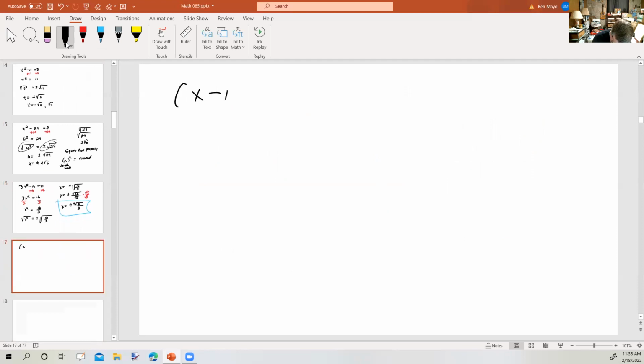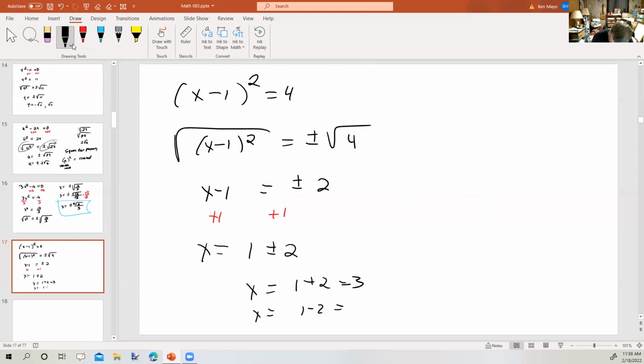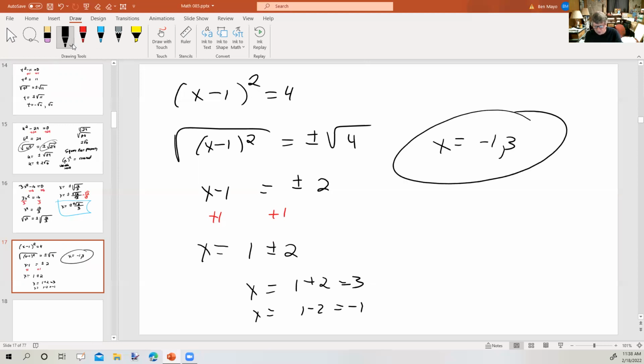Let's say we've got x minus 1 squared equals 4. This is already in that form: a perfect square with a variable inside equals a constant. So we'll take the square root of both sides. So we get x minus 1 equals plus or minus 2, the square root of 4. But I haven't solved for x yet. I need to add 1 to both sides of the equation. So I get x equals 1 plus or minus 2, which means x equals 1 plus 2, which is 3, and x equals 1 minus 2, which is negative 1. So x equals negative 1, comma 3, and there are your solutions.